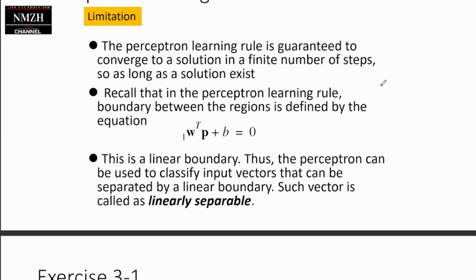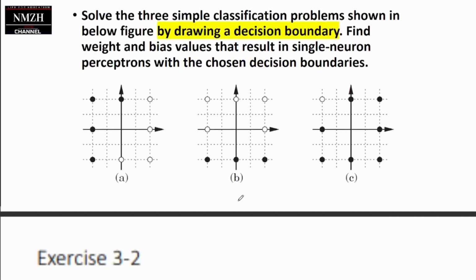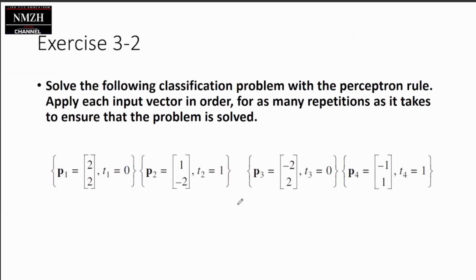So we conclude here that the perceptron learning rule is guaranteed to converge to a solution in a finite number of steps, as long as the solution exists. Recall that the perceptron decision boundary between the regions is defined as this equal to 0, and what has been discussed here is linearly separable. This is the solution to the suggested exercise, and I think you can do exercise 3 too for improvement in understanding the neuron perceptron learning rules.